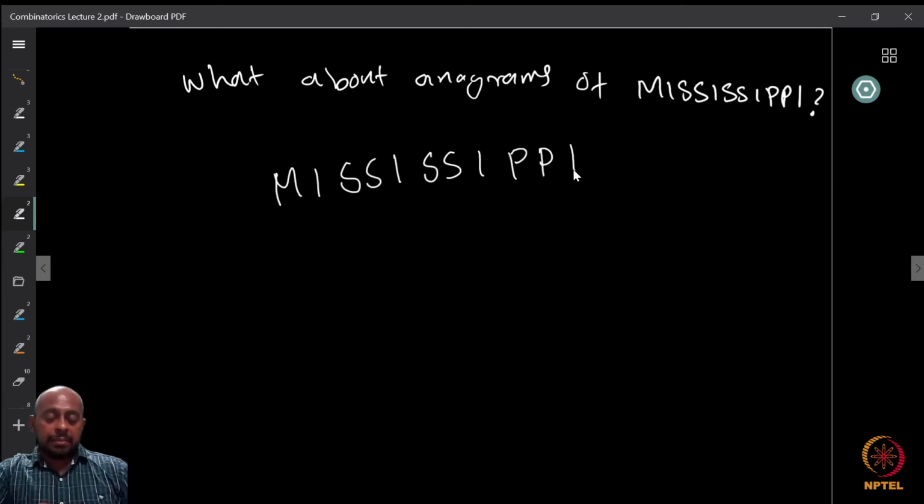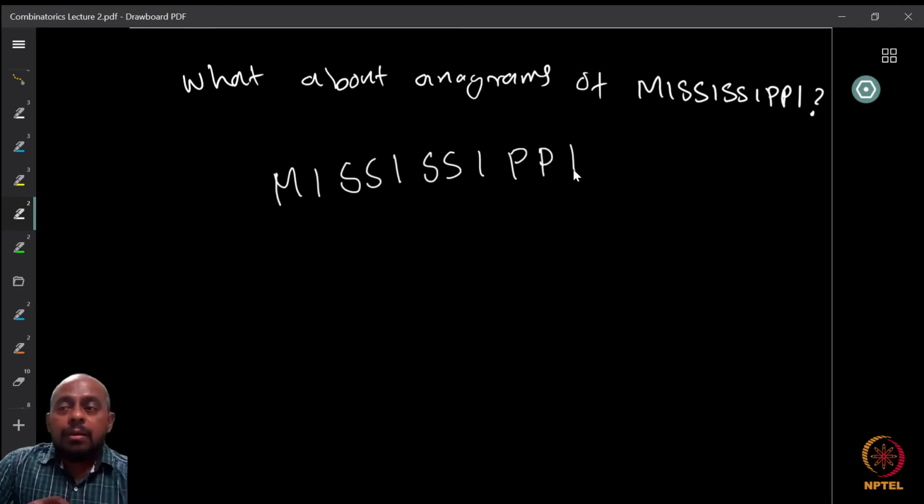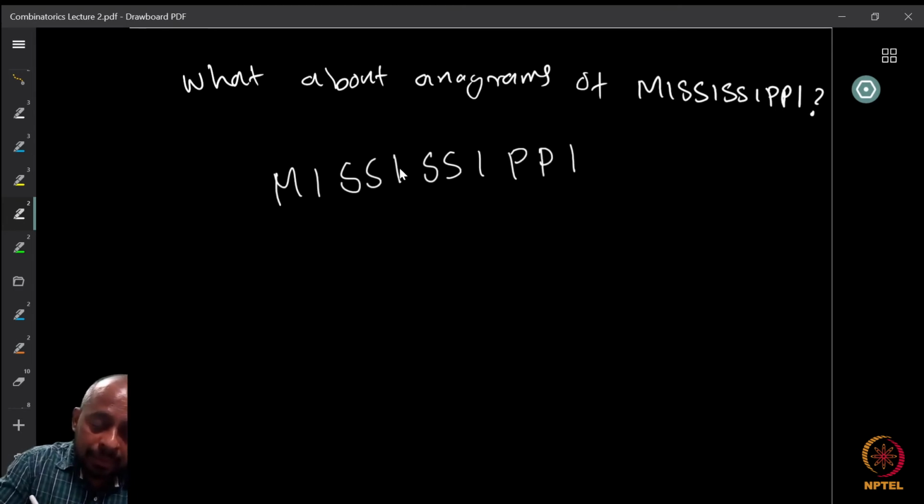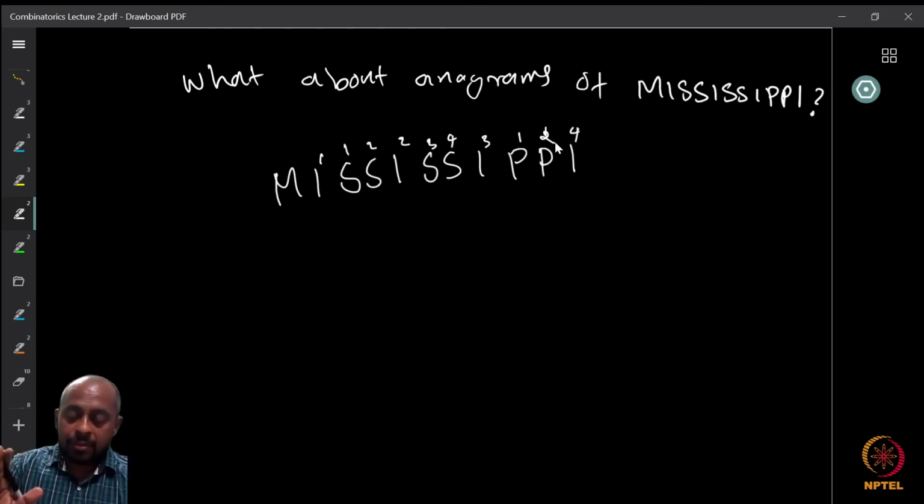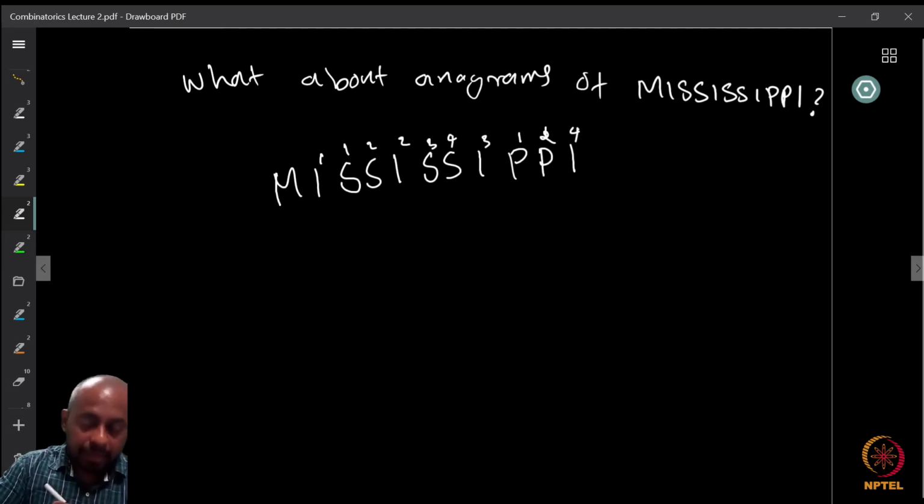Right? Mississippi. Now, I think once you get the idea of the other one, this is easy. So suppose I put labels to make sure that all the letters are distinct. I is occurring 4 times, so I will say I1, I2, I3 and I4. S is appearing 4 times, so S1, S2, S3 and S4. P is appearing 2 times, so I will put P1 and P2. Then M is appearing only once, so I will not do anything. If you want, you can make it just M1, doesn't matter.